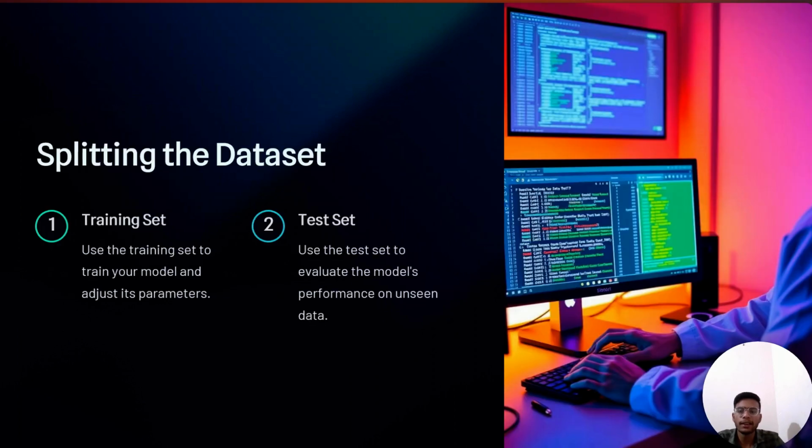Next, we have splitting the data set. First, we have training set. Use the training set to train your model and adjust its parameters. Next, we have test set. Use the test set to evaluate the model's performance on unseen data.